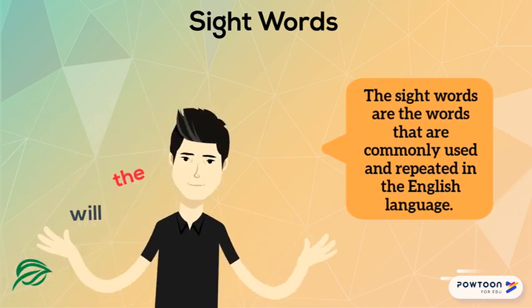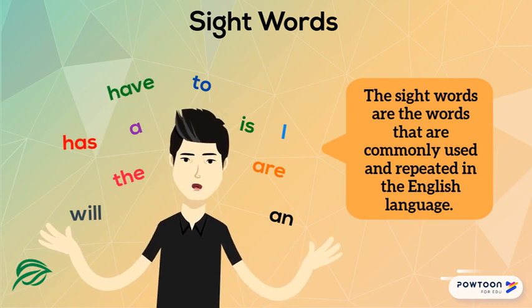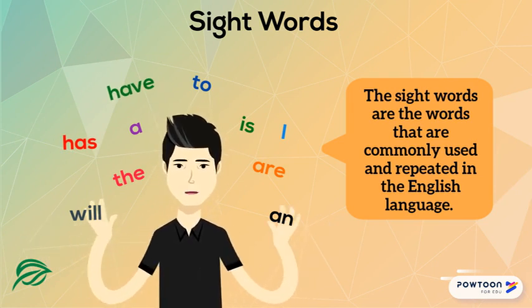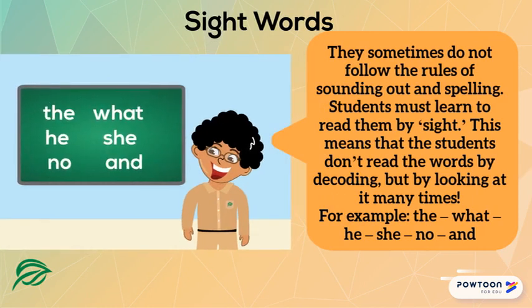Sight words. The sight words are the words that are commonly used and repeated in the English language. They sometimes do not follow the rules of sounding out and spelling. Students must learn to read them by sight. This means that the students don't read the words by decoding, but by looking at them many times. For example, the, what, he, she, no, and.